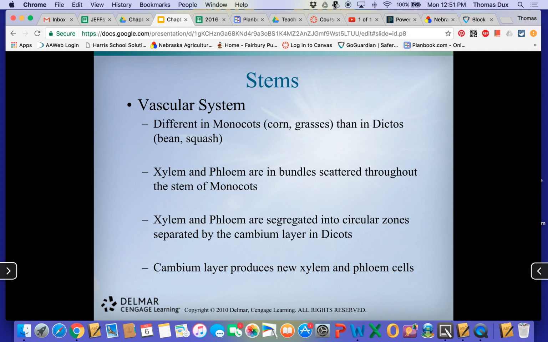Anytime you are watering in the greenhouse or in your garden, watering your crops, whatever it is, always know that roots are the way that the water and the nutrients are taken in. What's that bottom word? Cambium. It says the cambium layer produces new xylem and phloem cells.